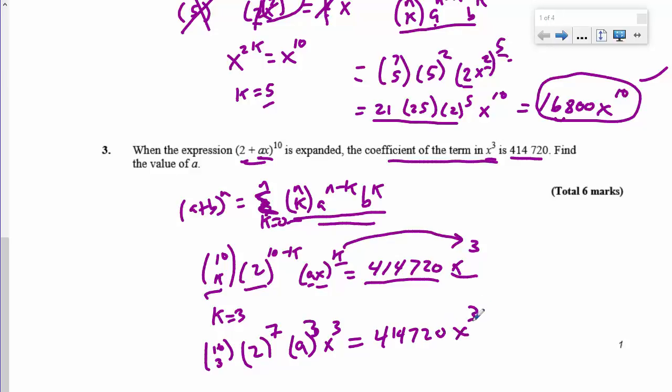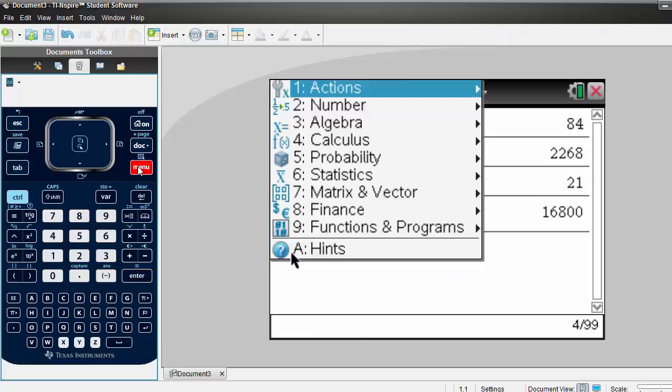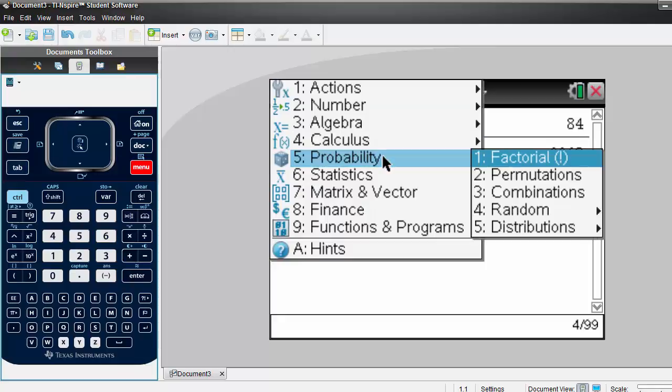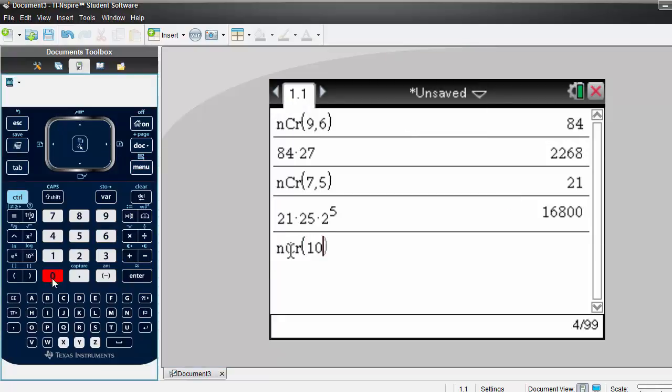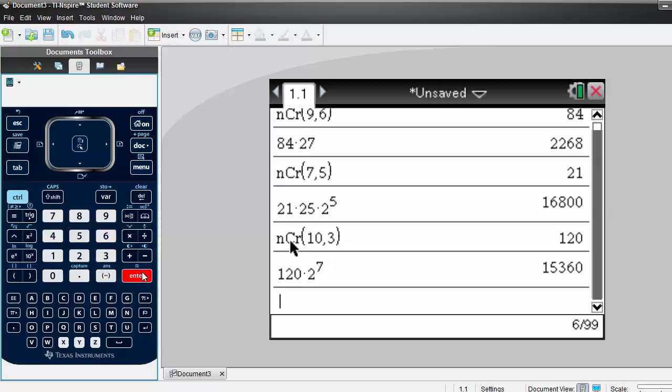Okay, so all I need to do is figure out what this part is and what this part is, and then divide both sides by whatever this product is. So I go to menu, probability, combinations, 10, 3, which is 120. I'm going to multiply this by 2 raised to the power of 7. And that's going to give me this number, 15,360.